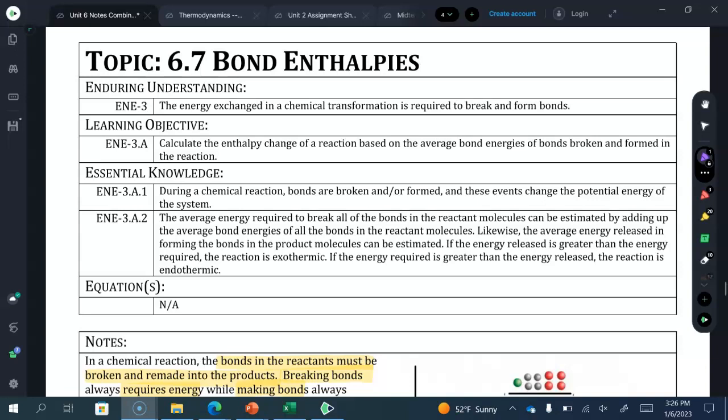Hello everyone, welcome to topic 6.7, Bond Enthalpies. By the end of this, you should be able to calculate the enthalpy change of a reaction based on the average bond energies of bonds broken and formed in the reaction. So remember back when we were drawing the chemical structures, the Lewis structures? That's coming back, and we have to use it for this. So let's get to it.